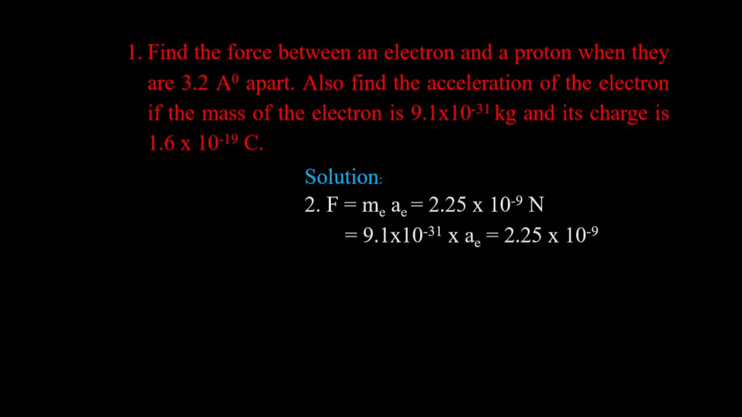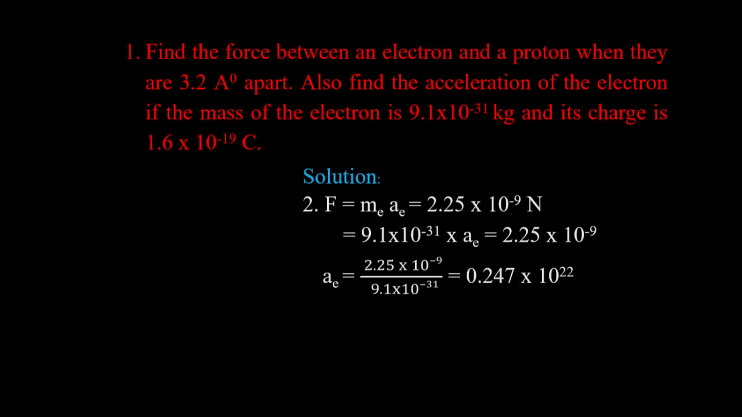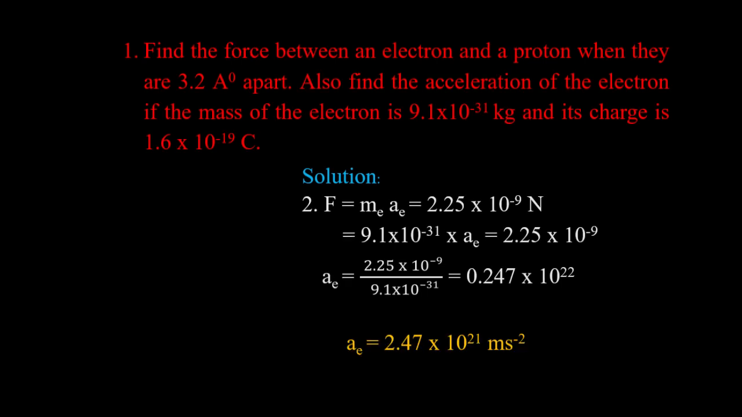Finally, when you bring the mass to the denominator, the acceleration of the electron is equal to 2.25 into 10 power minus 9 divided by 9.1 into 10 power minus 31, which is equal to 0.247 into 10 power 22. So finally, the acceleration of the electron is 2.47 into 10 power 21 meter per second squared. Okay, so this is how we find the acceleration of the electron.